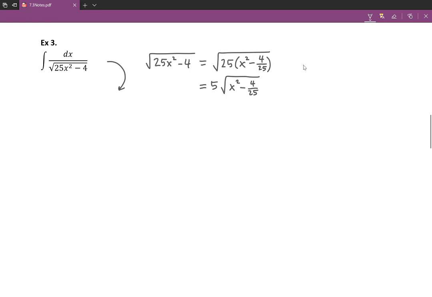And that's good because now the x squared doesn't have a coefficient in front of it, and so it matches those heuristics that we were given before. Like if you have the square root of x squared minus a squared, well, there's our a squared right there, 4 over 25. We couldn't have done that before because it didn't quite match. It had something in front of the x squared.